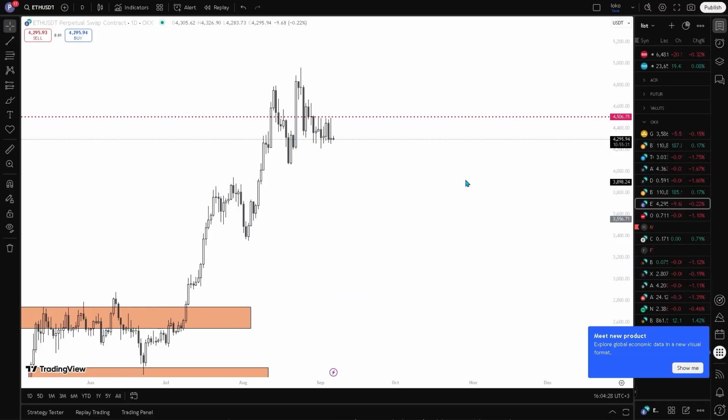So hello everyone, if you ever bought at support only to watch the market crash straight through it, you are not alone. In fact, 90% of traders lose money at support and resistance levels. And today I'm going to show you exactly why and how smart money uses these levels to take your money. Stay until the end because I'll reveal one pattern institutions never want you to know.